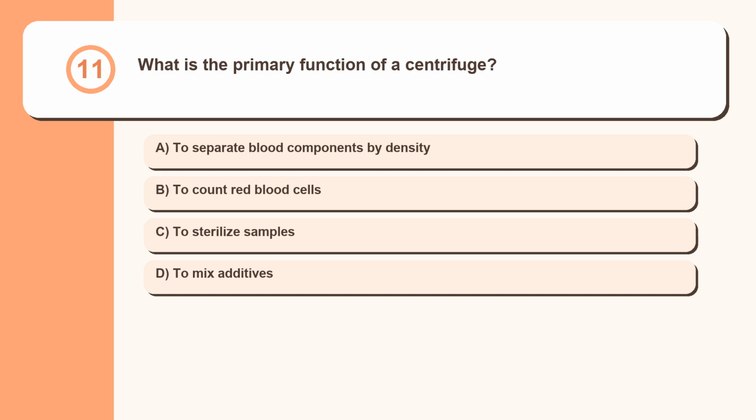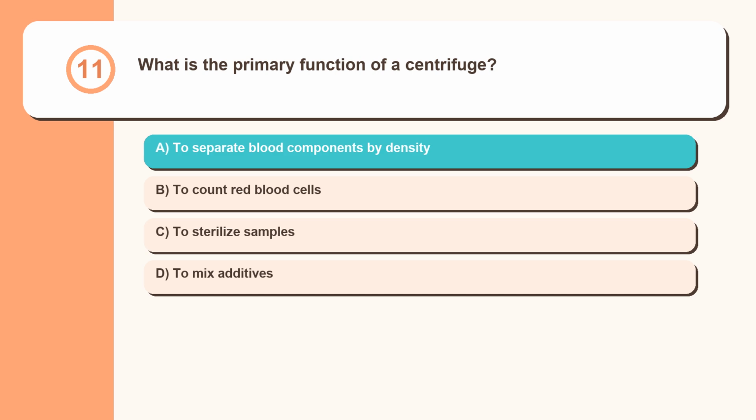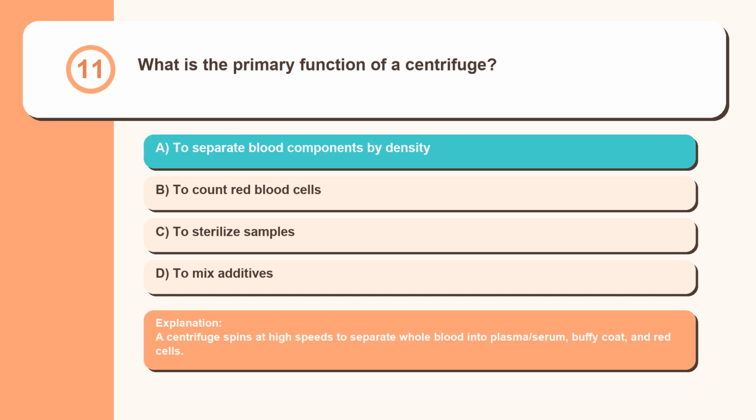Question 11. What is the primary function of a centrifuge? To separate blood components by density, to count red blood cells, to sterilize samples, to mix additives. A centrifuge spins at high speeds to separate whole blood into plasma/serum, buffy coat, and red cells.